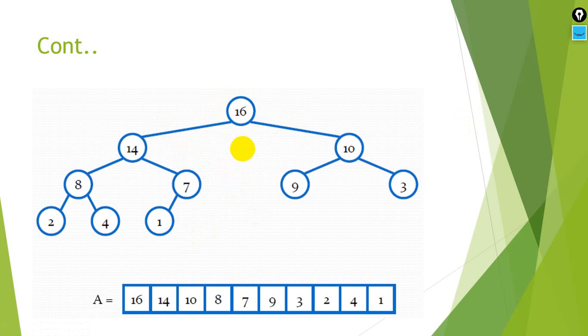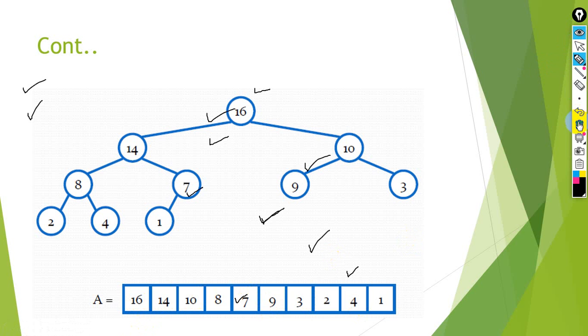So I want to sort this data. The data is an array. So now this array is not in sorted form. This is the unsorted form of the array. The sorted order should be 1, 2, 3, 4, 7, 8, 9, 10, 14 and 16. So it should be just like this.